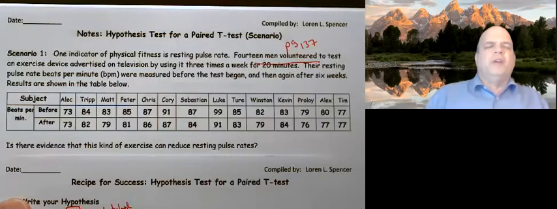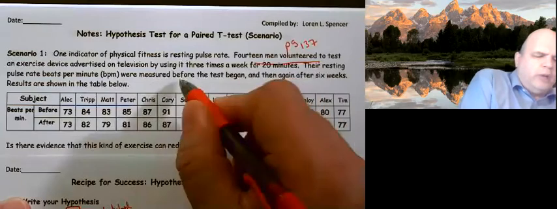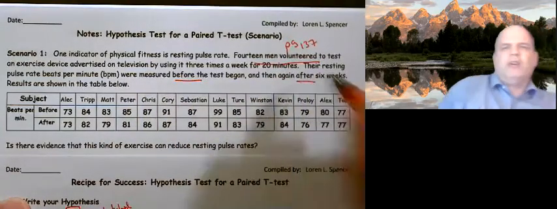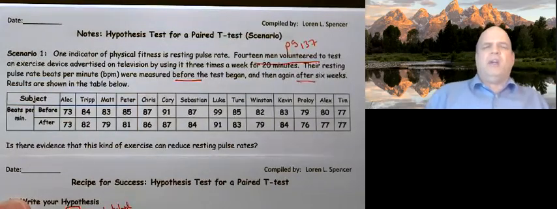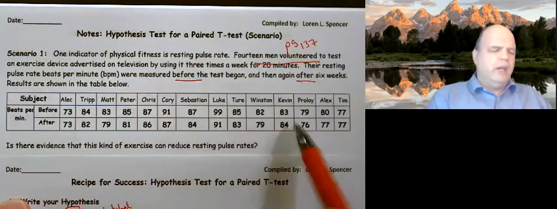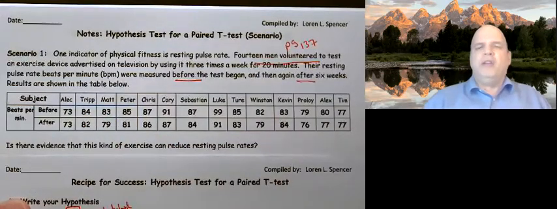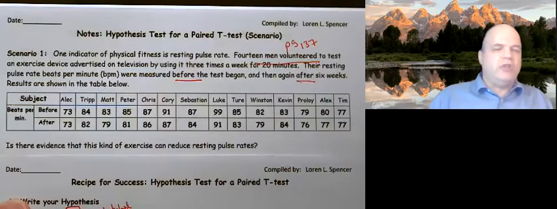The resting pulse rates per minute were measured before the test and then again after 6 weeks. So we have a before, we have an after. That's indicating to me that we're probably working with paired data because we have a before and an after. And we have the results shown in the table below. And sure enough, I have each individual. And because I have each individual and I have their individual before and after, this is definitely a paired data situation. I have the information for each individual. And it's really important that I have the information for each individual.